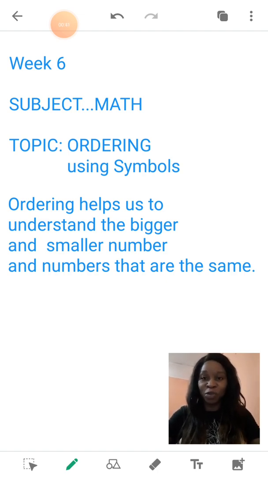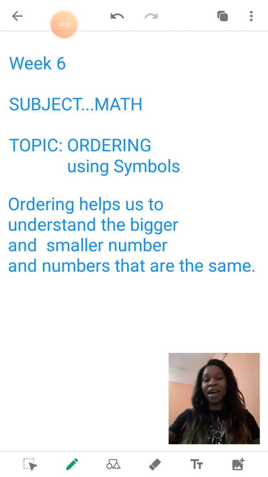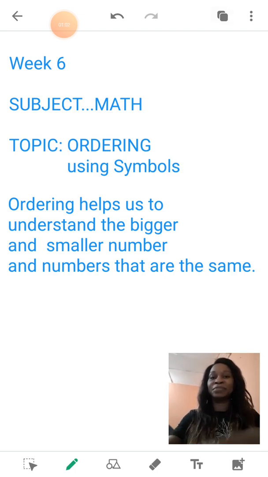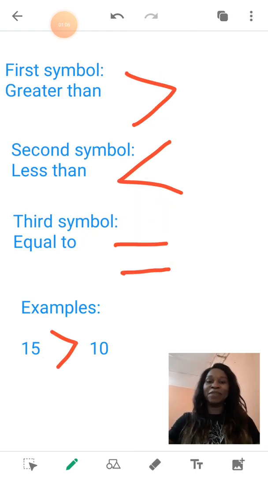Now, what does ordering do? Ordering helps us to understand the bigger number, the smaller number, and numbers that are the same. What do I mean? Let's move to the next slide. Yes, this is what I mean.